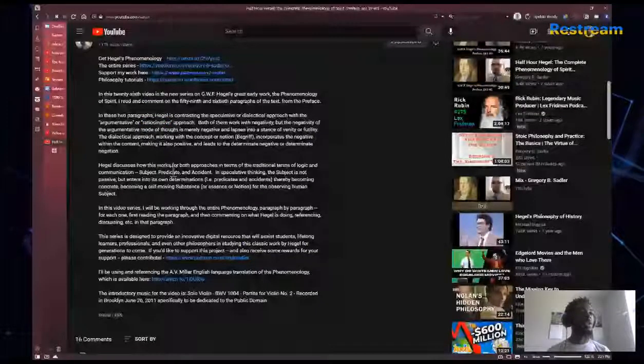Hegel discusses how this works for both approaches in terms of traditional terms of logic and communication: subject, predicate, and accident. In speculative thinking, the subject is not passive, but enters into its own determinations, i.e., predicates and accidents, thereby becoming concrete, becoming a self-moving substance or essence or notion for the observing human subject. Nice, nice.